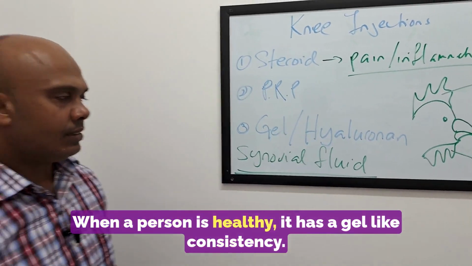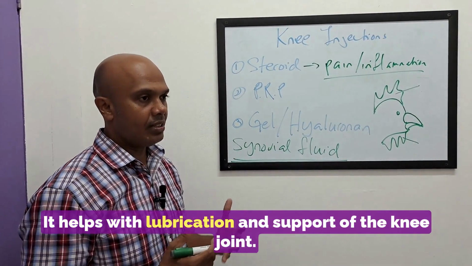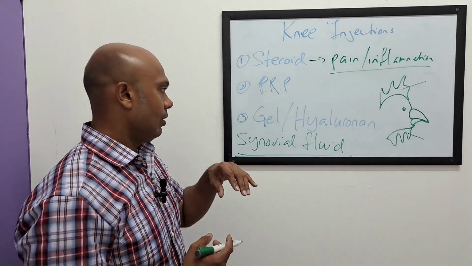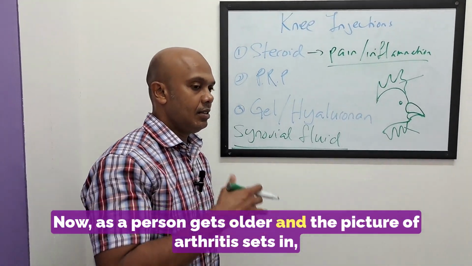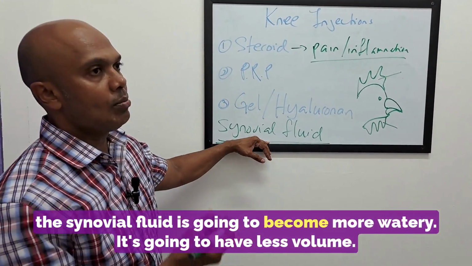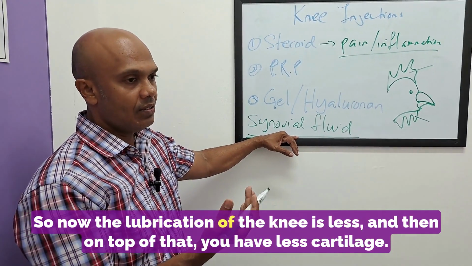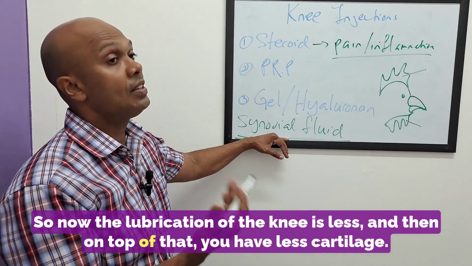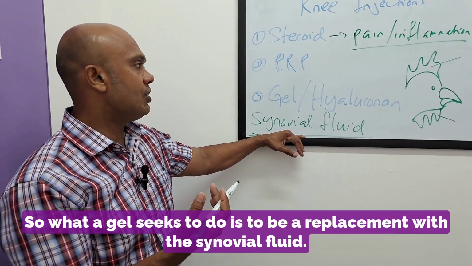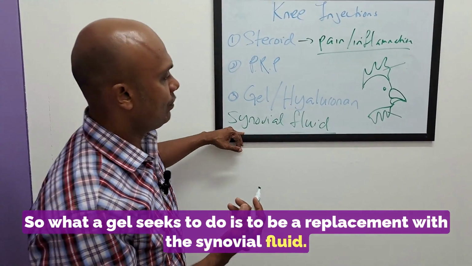When a person is healthy, it has a gel-like consistency. It helps with lubrication and support of the knee joint. Now, as a person gets older and the picture of arthritis sets in, the synovial fluid is going to become more watery. It's going to have less volume. So now the lubrication of the knee is less. And then on top of that, you have less cartilage. So what the gel seeks to do is to be a replacement for the synovial fluid.